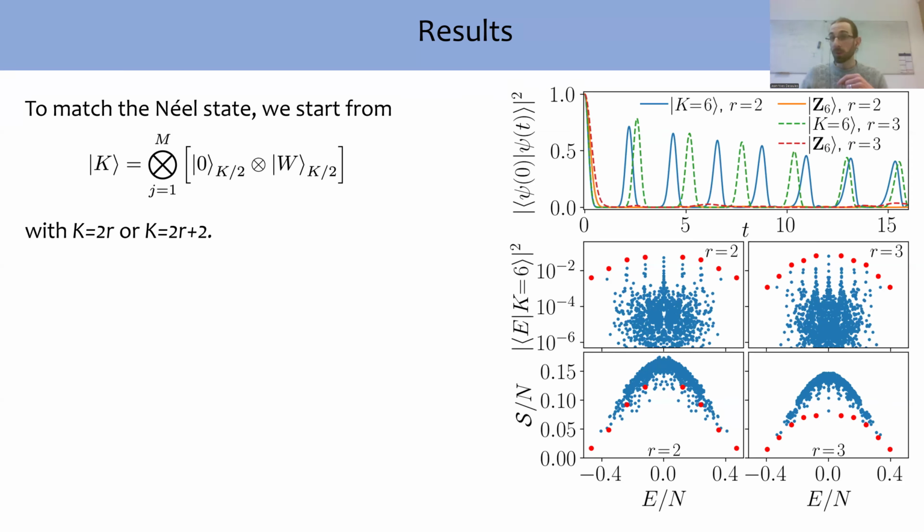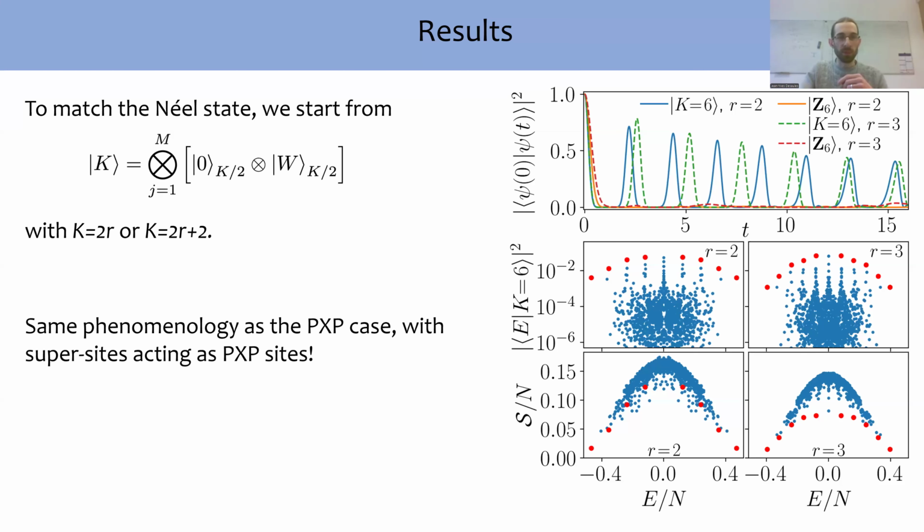So we have now found some states that revive, but these are not product states. And we can see that the same phenomenology as PXP works, and it also works for the eigenstates. Here I'm plotting the overlap between the eigenstates and my k initial states. The left is blockade range 2, right is blockade range 3. And you see, as in PXP, you now have these equally spaced states with very high overlap.